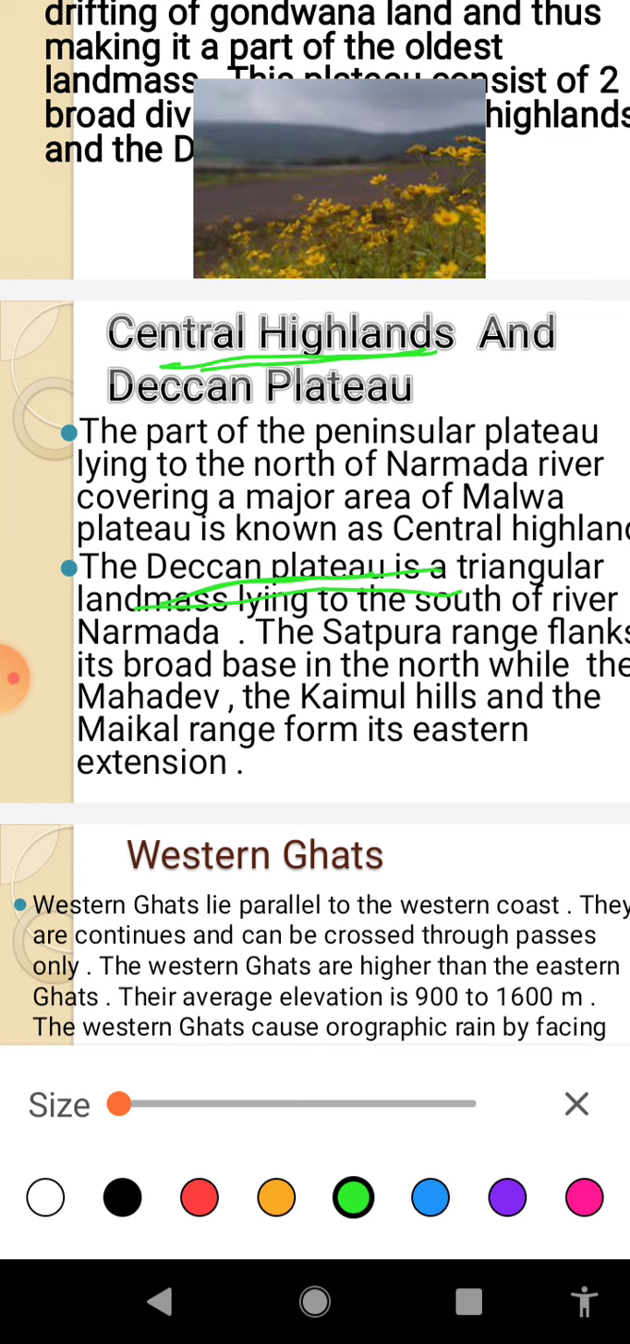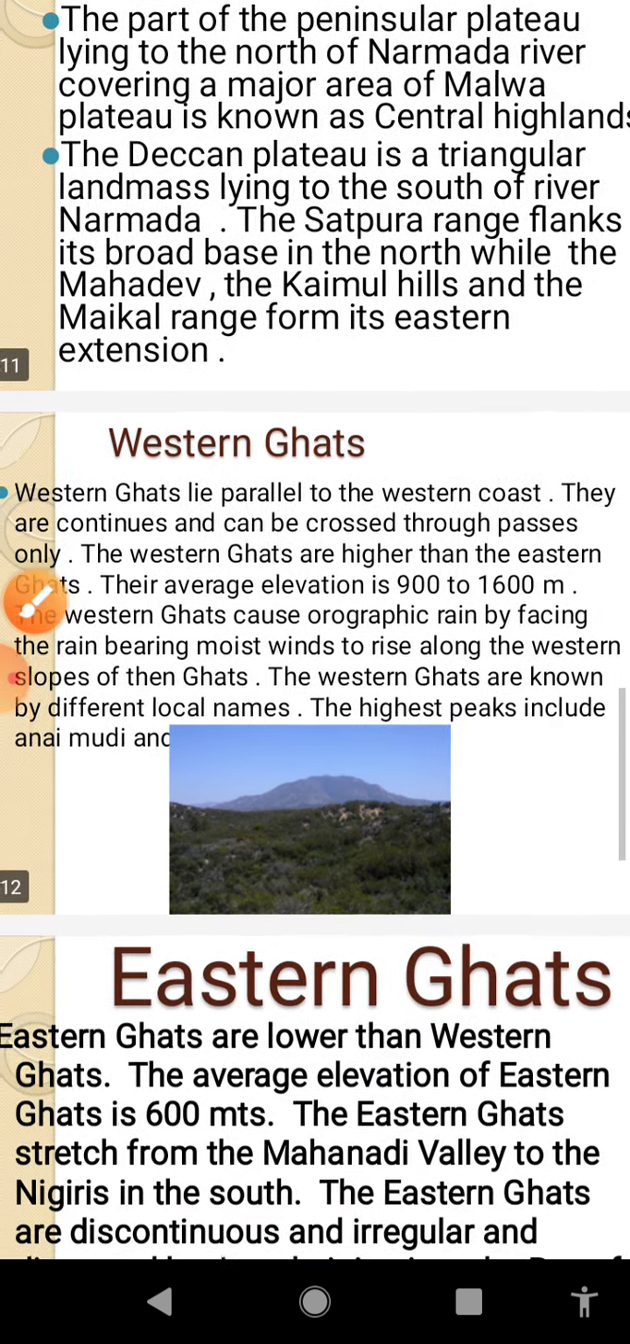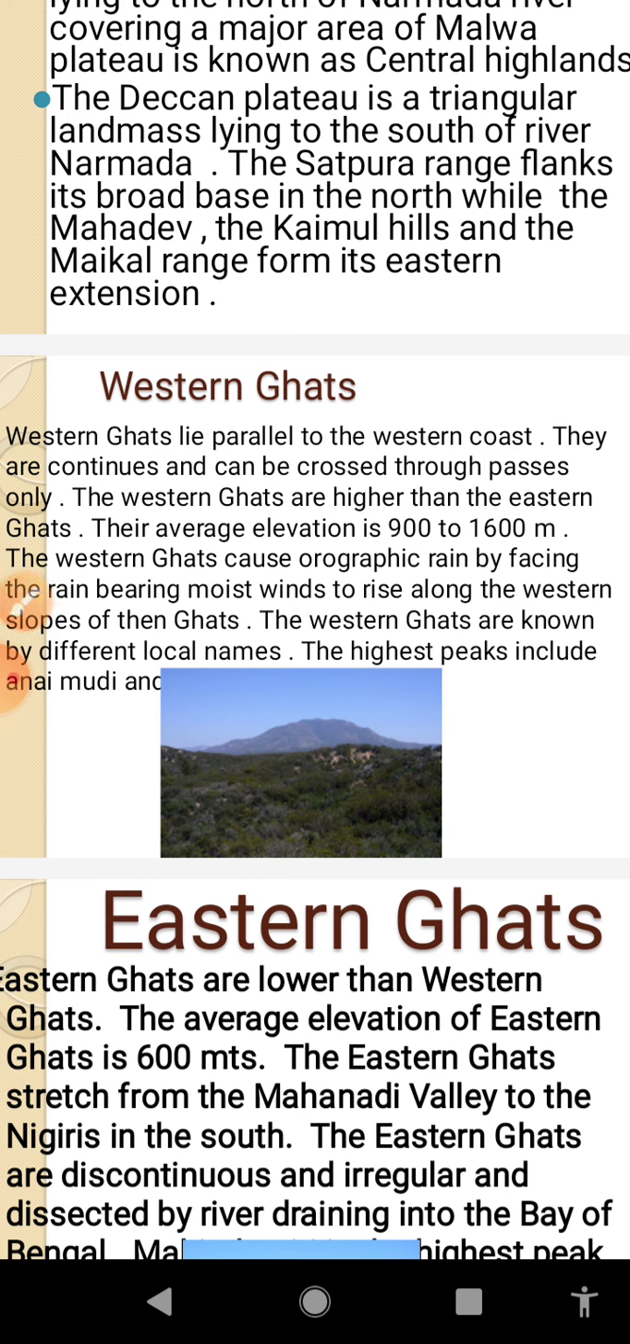After that, we will discuss the Ghats. The Ghats can be categorized into two types, the Western Ghats and the Eastern Ghats. These Western Ghats and Eastern Ghats mark the western and eastern edges of the Deccan Plateau respectively. The Western Ghats lie parallel to the western coast of India and they are continuous, prominent, less broken, and can be crossed through passes only.